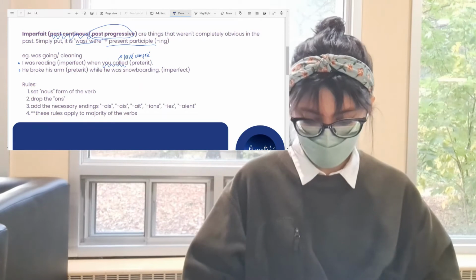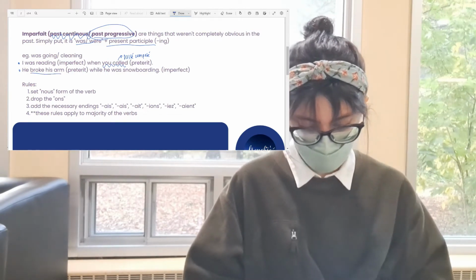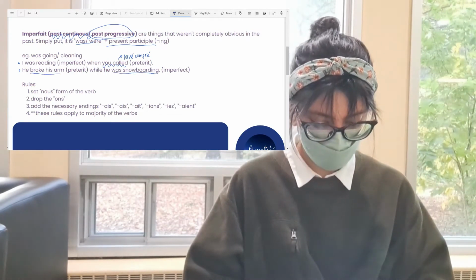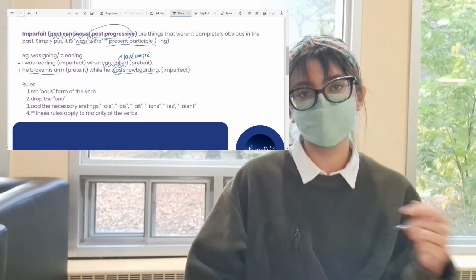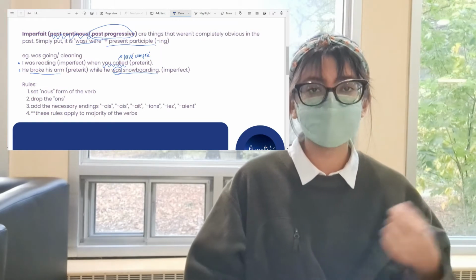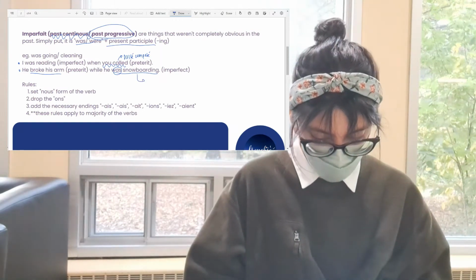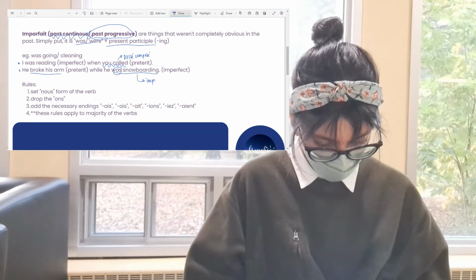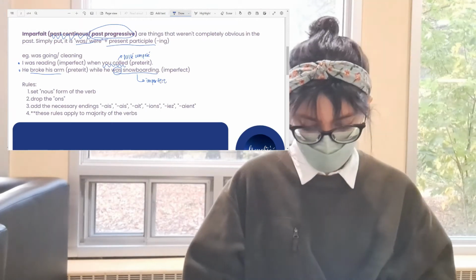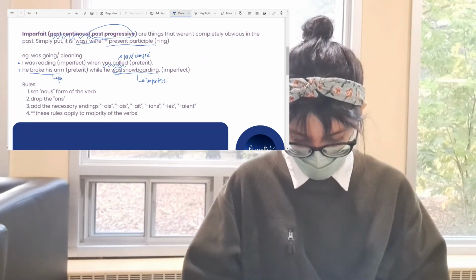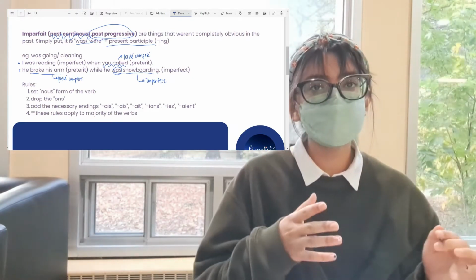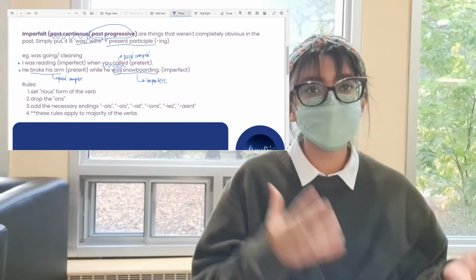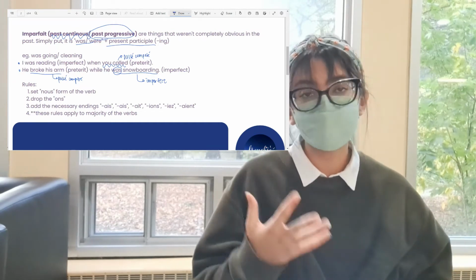In the second example, you can see he broke his arm while he was snowboarding. So you see the word was. That is a hint that this is your imperfect, because it's your past progressive. So here you would see it's imperfect, and this one is going to be your passé composé. In general, that is the definition of l'imparfait.